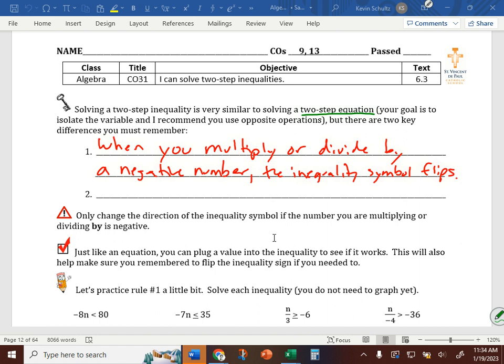Okay, Nathan. What if you have two inequalities? Do they both flip? Are you looking ahead? No. Well, if it comes up here, let me know. Okay. Otherwise, let's stick with this for right now.